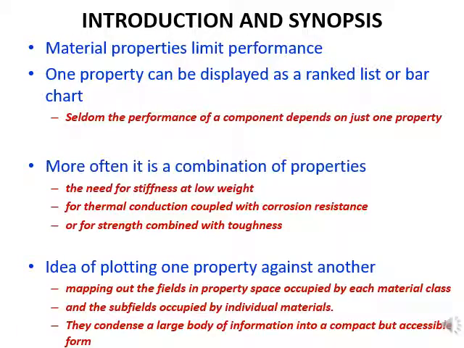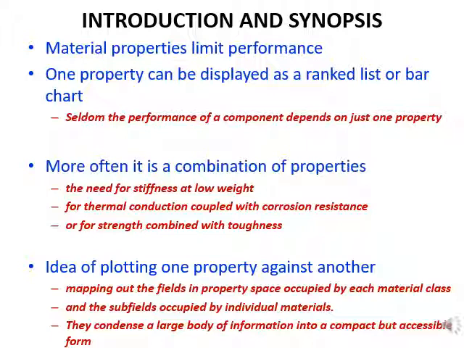Introduction and synopsis. Based on design requirements, you will have a range of material properties, for example, the operating temperature between room temperature and 250 degrees Celsius, modulus of elasticity no less than 120 GPa, and many more. Hence, you need to determine the material properties that limit performance. Basically, one property can be displayed as a ranked list or bar chart. You will have to rank several types of material properties.